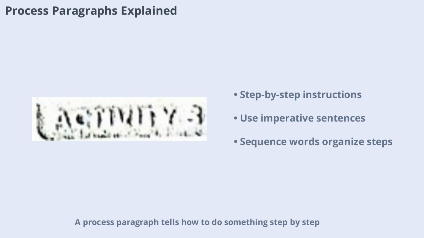A process paragraph tells how to do something step by step. For example, it might explain how to make an egg salad sandwich. Process paragraphs use imperative sentences, commands like boil 2 eggs or mix the ingredients. Sequence words such as first, next, and finally help organize the steps clearly.